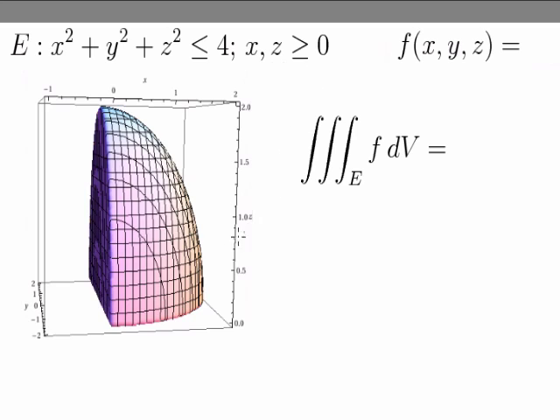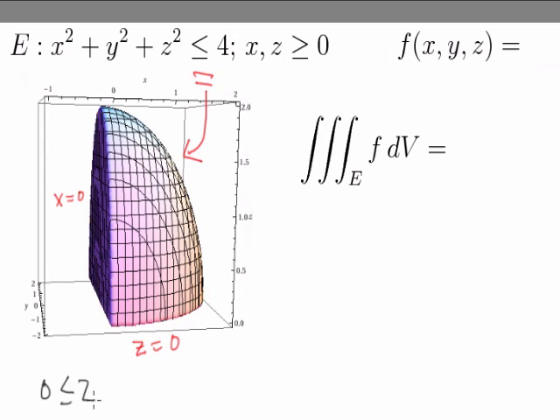Okay, so this is our region E, and we can see that the boundary curve for this is when x squared plus y squared plus z squared equals 4, and that's this interesting surface here. And then we have x equals 0 and z equals 0, these flat boundary surfaces on the side and below the surface.